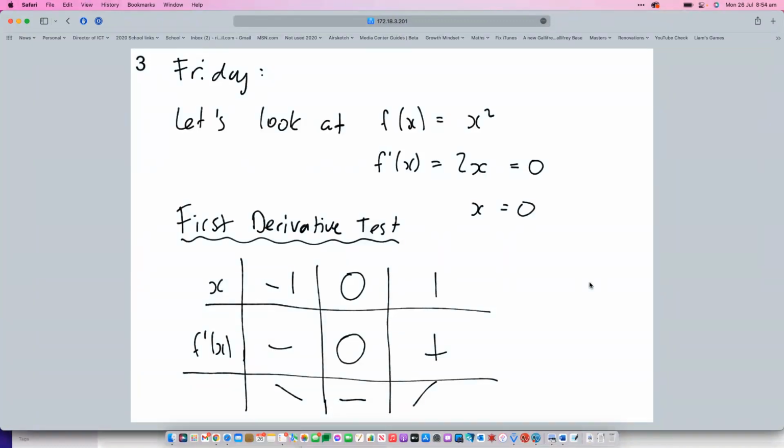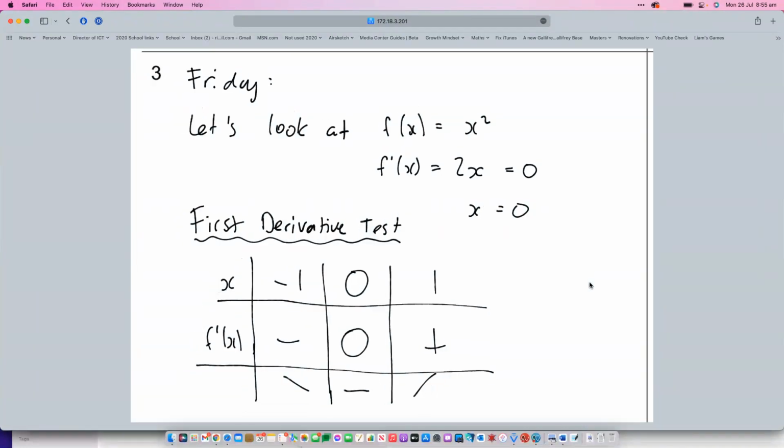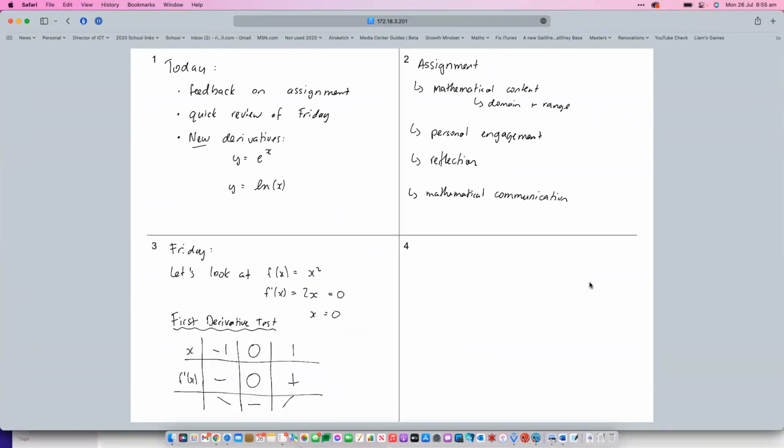The second derivative test doesn't always work, so it's important to know the first derivative test. The second derivative test goes one step further: f dash dash of x is equal to the derivative of 2x. So it's the derivative of the gradient function, which is equal to 2. Okay? So what does this mean?